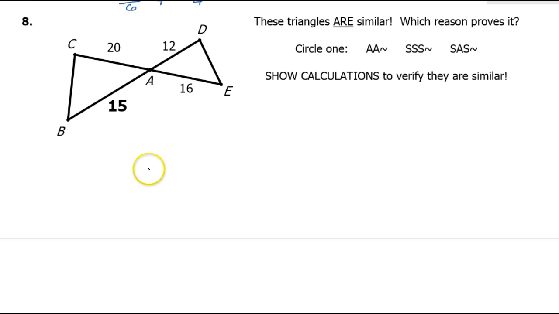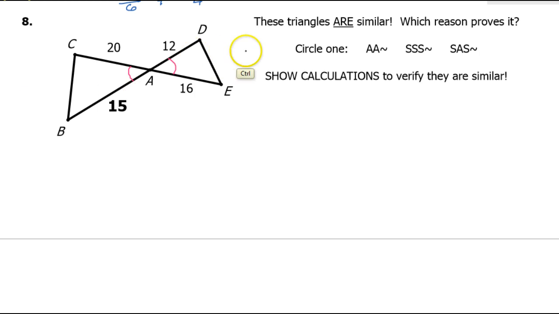Last one. These triangles are similar. Which reason proves it? Well, just like we were saying before, even though the angles are not pre-marked, these vertical angles will always be congruent. So we can go ahead and mark them ourselves. Now, we don't have any other congruent angles. So that tells me that it cannot be angle-angle similarity. So I can forget about that.